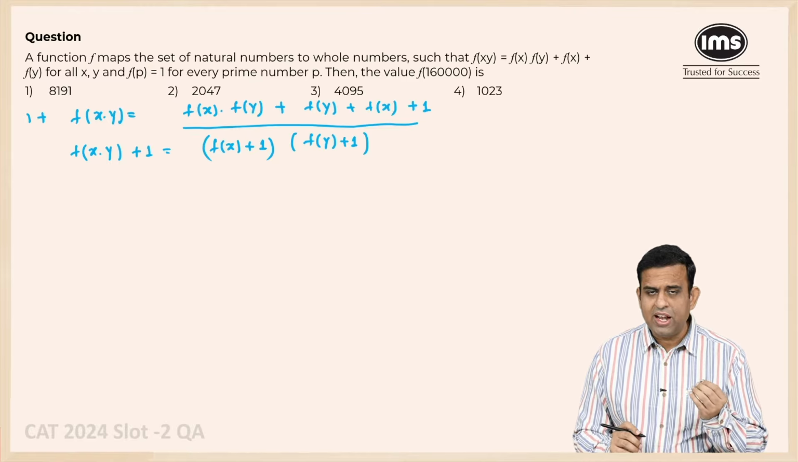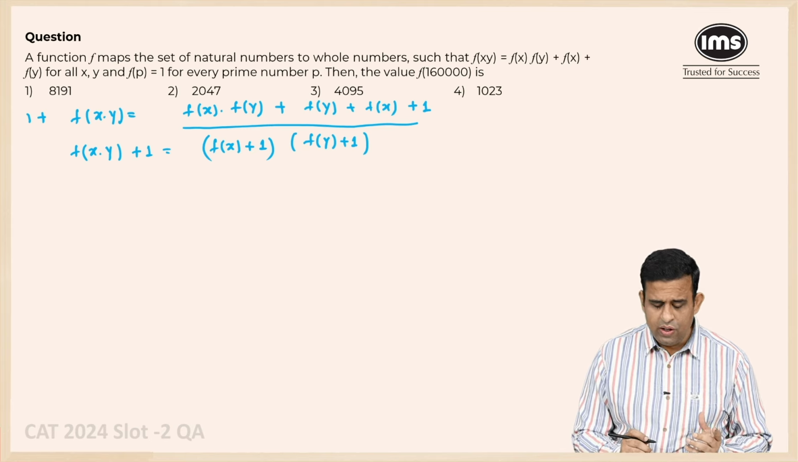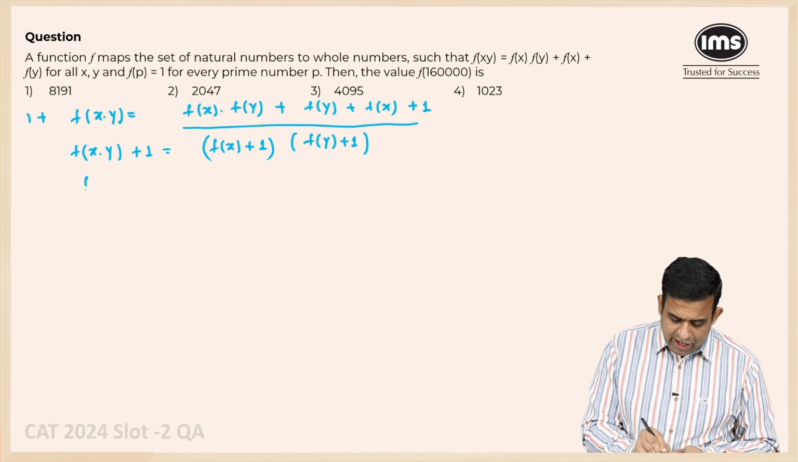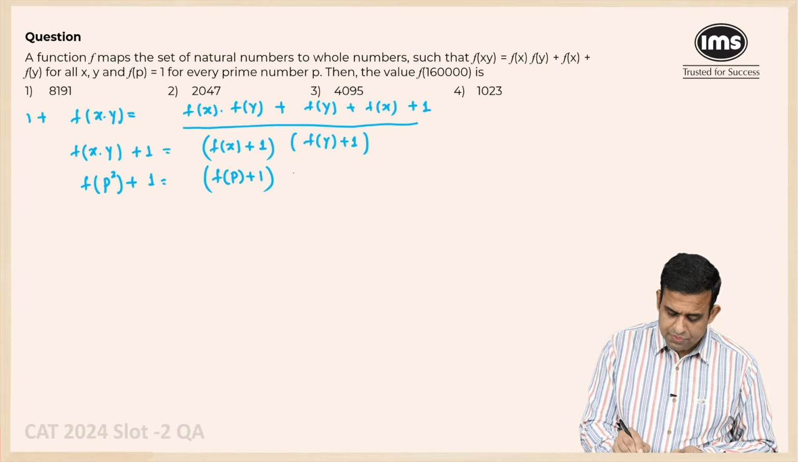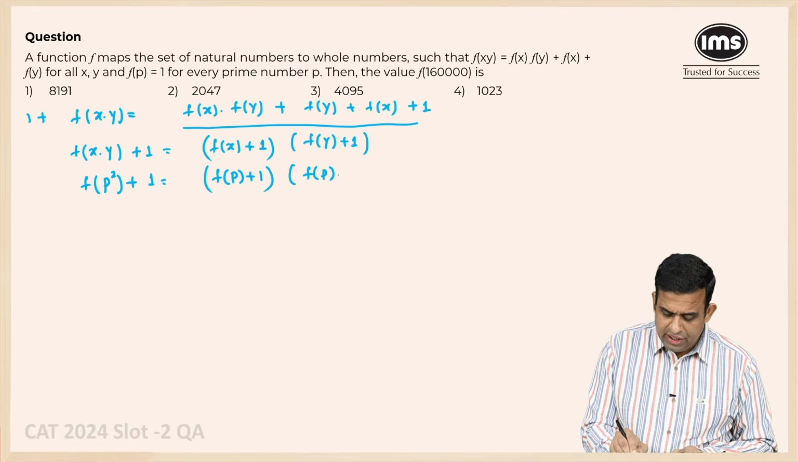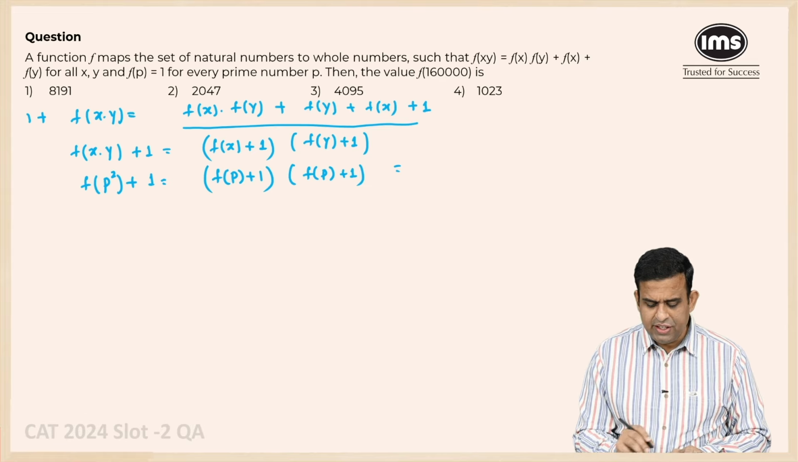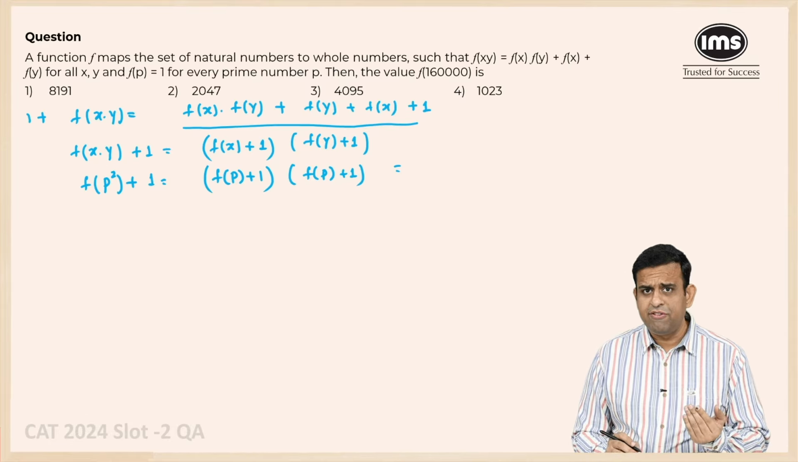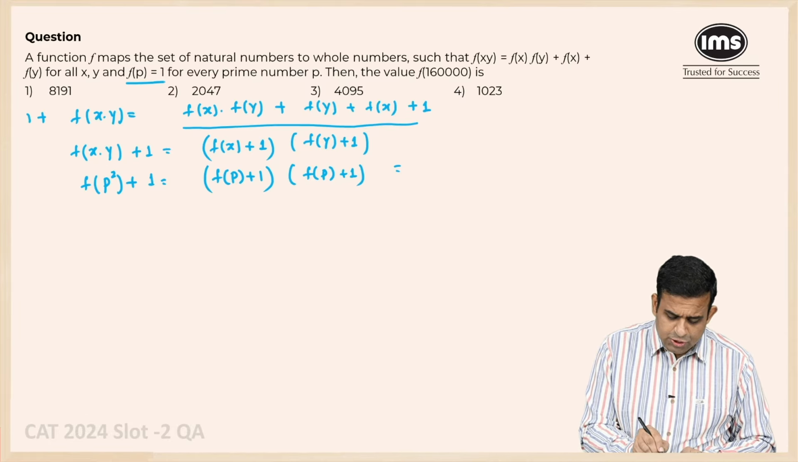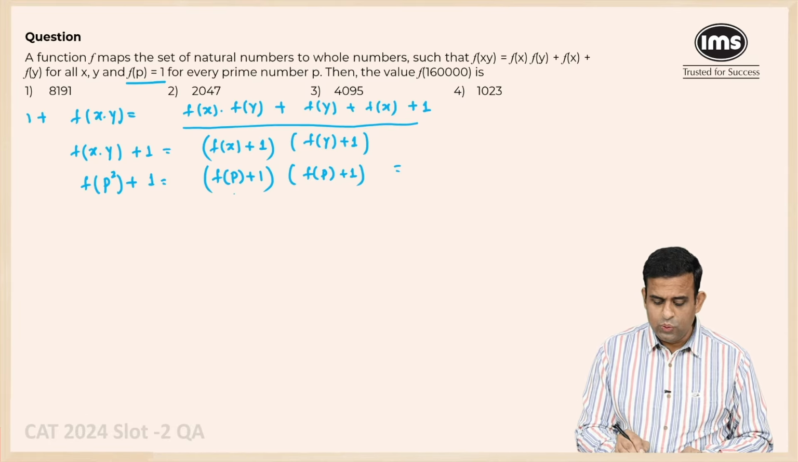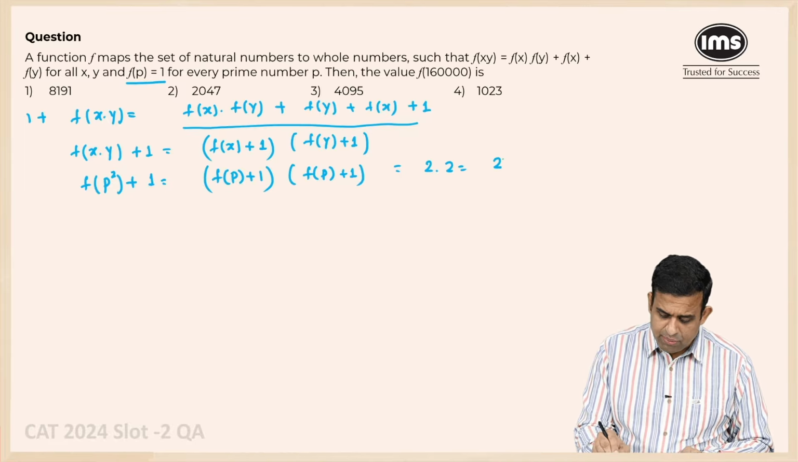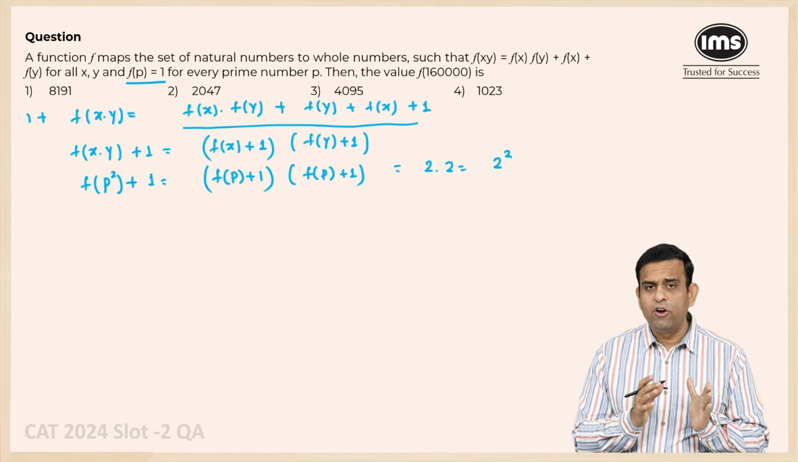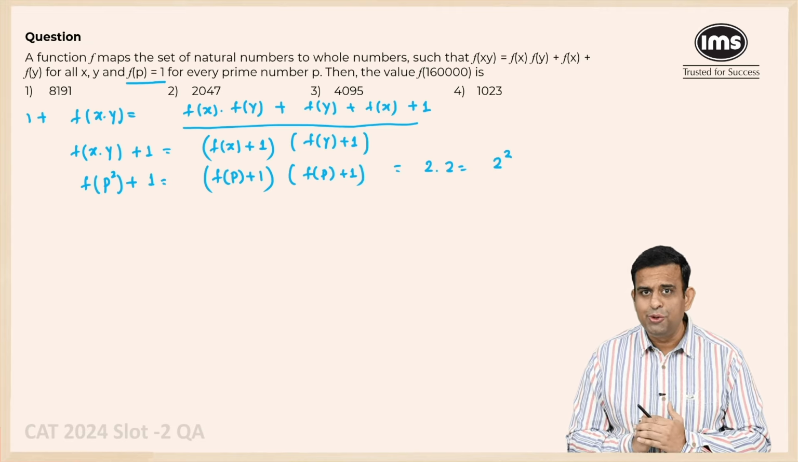If someone asks you, if I put both x and y as equal to p, then you will get f of p square plus 1 to be equal to f of p plus 1 times f of p plus 1. And this one can say is clearly going to be equal to, because f of p is equal to 1, and that is true for every prime number, so 1 plus 1 is 2, 1 plus 1 is 2, and that is why we get 2 into 2 as nothing but a 2 square term. So f of p square plus 1 is equal to 2 square.